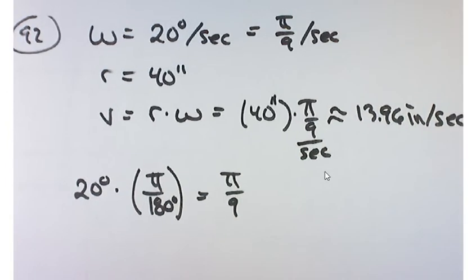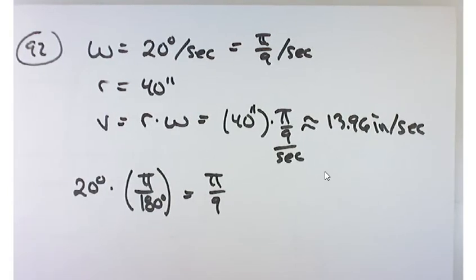And that makes sense because inches per second is a velocity, or it's a speed. I should say speed if I want to be very accurate. It's not a velocity because it doesn't have a direction. But inches per second. Nice.